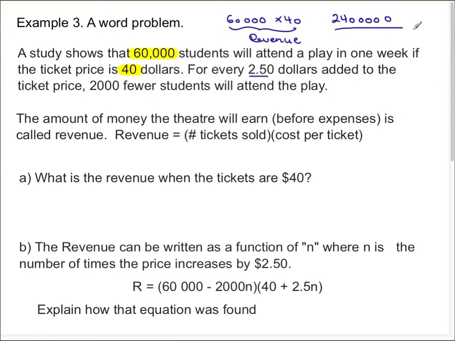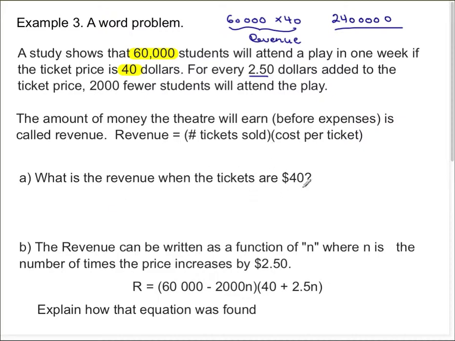Now, out of that $2,400,000, they have to pay for the theater, they have to pay for props, they have to pay for the actors and everything and so forth. So it is not pure profit. Did you see that little thing? My volume just went down. I hope that didn't turn me down on you.